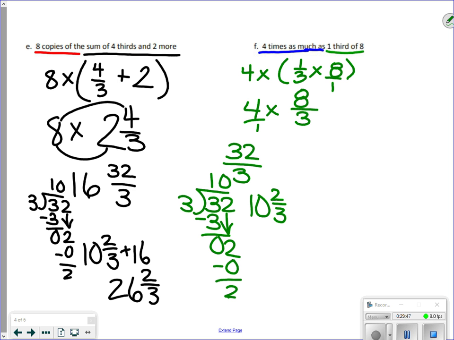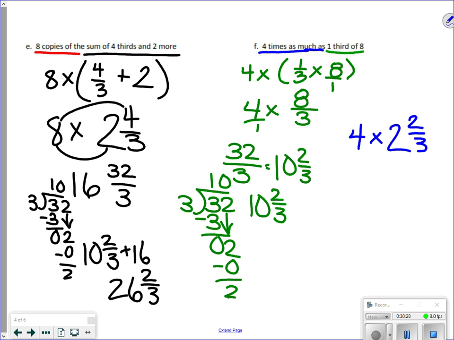Now, this is when it's actually good to have left it improper because it's less work. Because I like working smarter, not harder. I hate doing more work than I have to. If I made this a mixed fraction, I would have to do more work. Because if I did this 4 times 2 2/3, I'm just doing this step again.